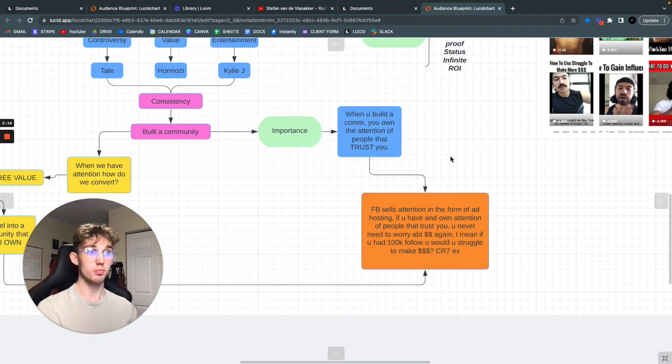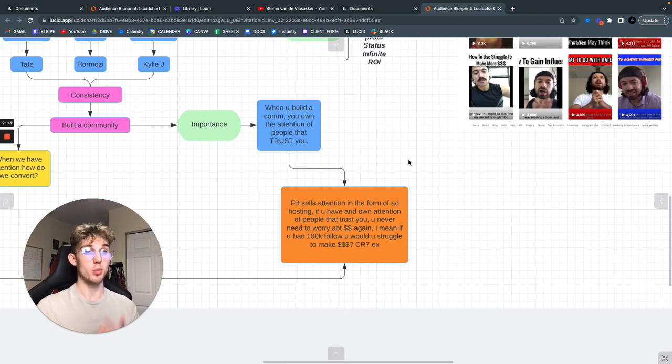So, quick little backstory here. Facebook sells attention in the form of ad hosting, right? They own our attention and people pay them to borrow that attention to promote what they have. So if you build your own community where you own the attention, you never have to worry about paying for ads again. You never have to worry about money again because you can just tap into that group and promote whatever you want, and boom, you make money. Look at all these influencers, Jake Paul, Logan Paul, Ronaldo. The second they need a bit of money, they just go to a big company and say, hey, look, I got this many followers. I'll promote your product for X amount of compensation. It's actually that easy. You can obviously promote your own product, which is a lot better, but I won't dive too much into that.